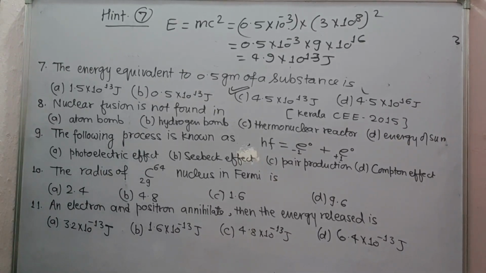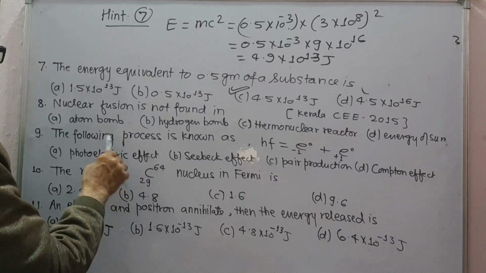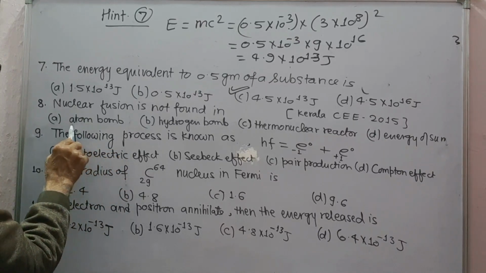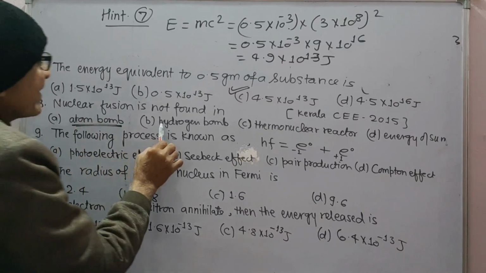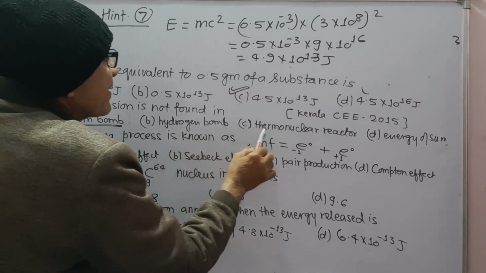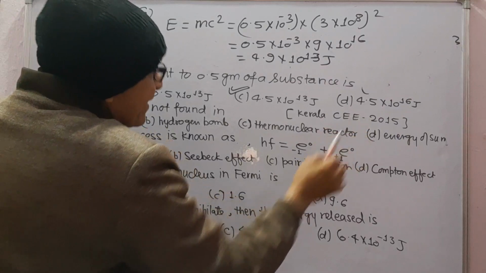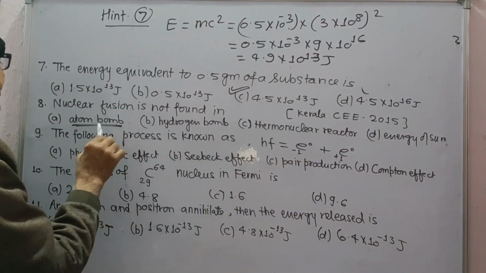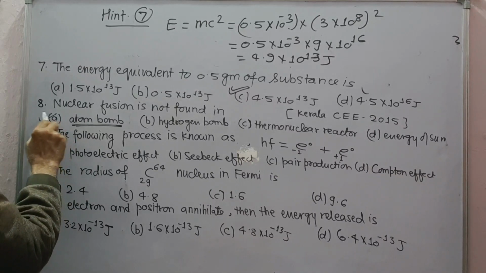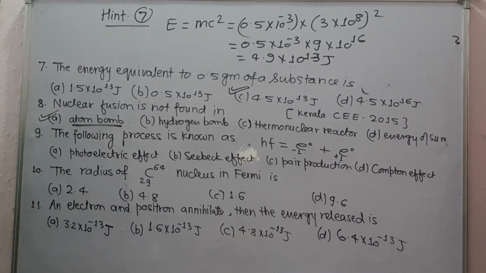Next question number 8. Nuclear fusion is not found in. We know that the atom bomb is based on the principle of nuclear fission, whereas the hydrogen bomb is thermonuclear fusion, and the energy of stars and the sun is based on nuclear fusion. Therefore the correct option will be A.